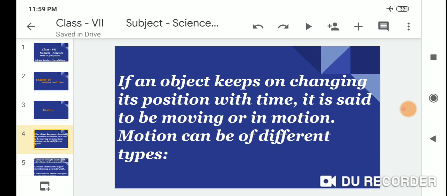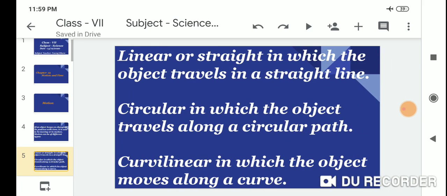Motion can be of different types. First one is linear or straight line motion, in which the object travels in a straight line, so it's called linear motion.